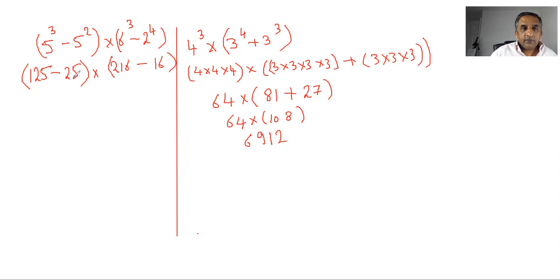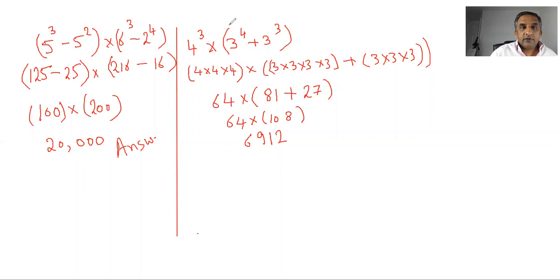Now we take away 25 from 125, so we get 100. And then we times it by, which is 100 inside the bracket, and then take away 16 from 216, we get 200. Now we multiply them. 200 times 100 is 20,000. And this will be our final answer.